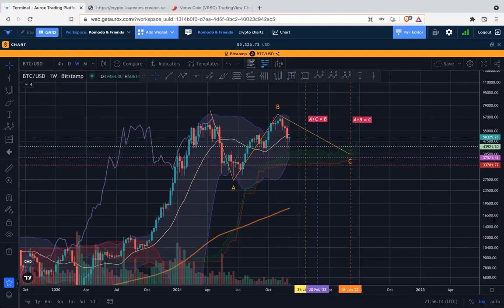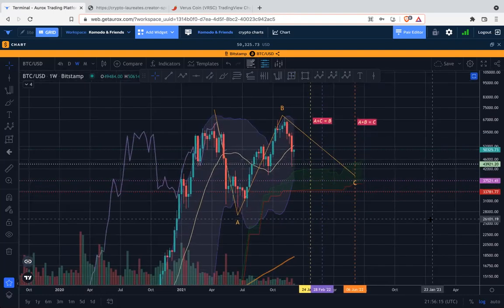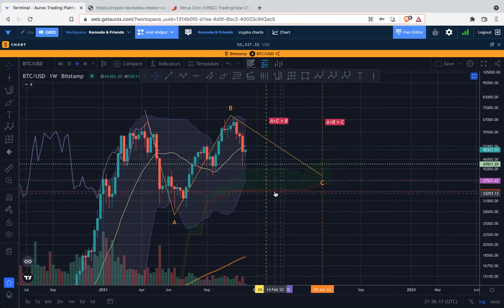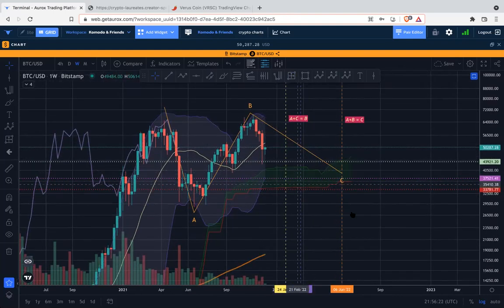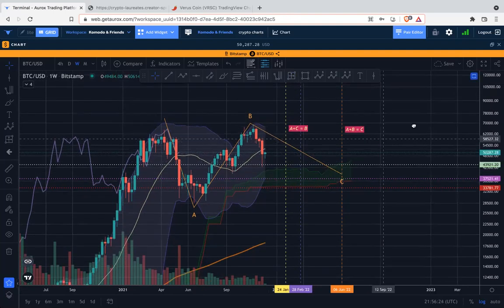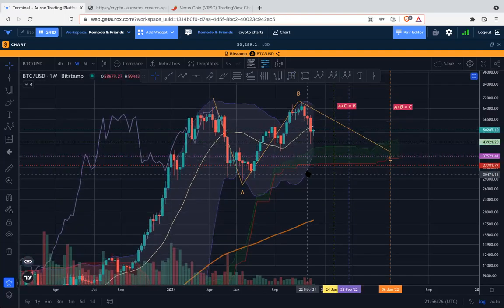It's that red line, and that was the 2618 relationship from the top here. And that is the bottom of the Ichimoku cloud. So I do think that price could play into the Ichimoku cloud. However, on the weekly, what it has going for it is the Bollinger Band.